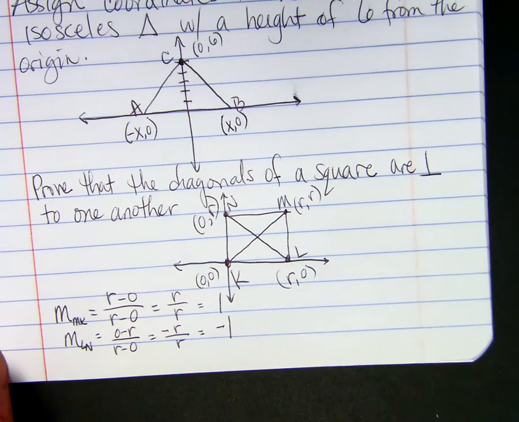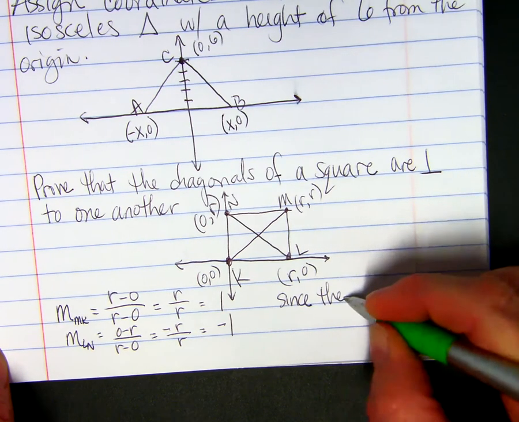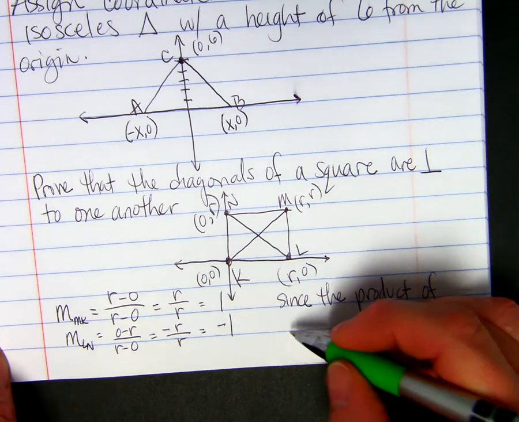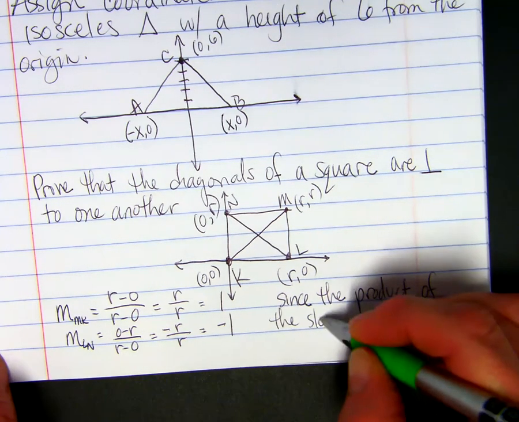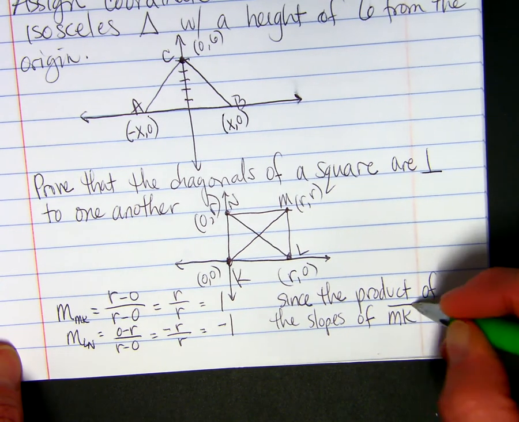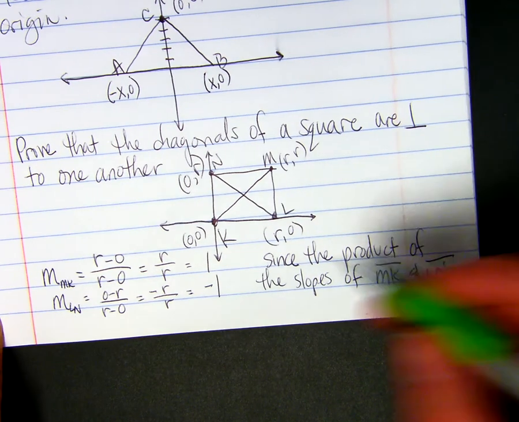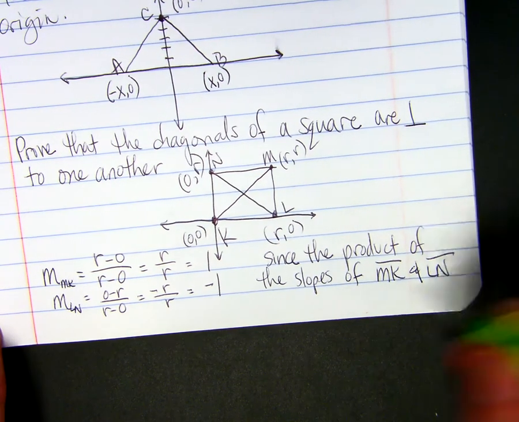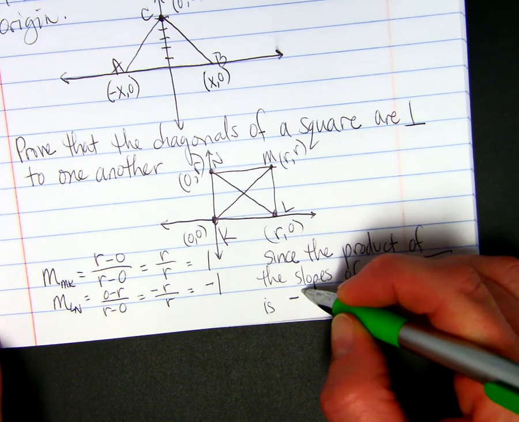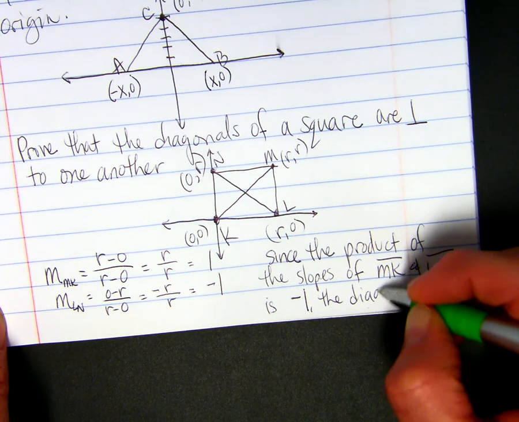And then we just write a concluding statement. Since the product of the slopes of segment MK and LN is -1, the diagonals are perpendicular.